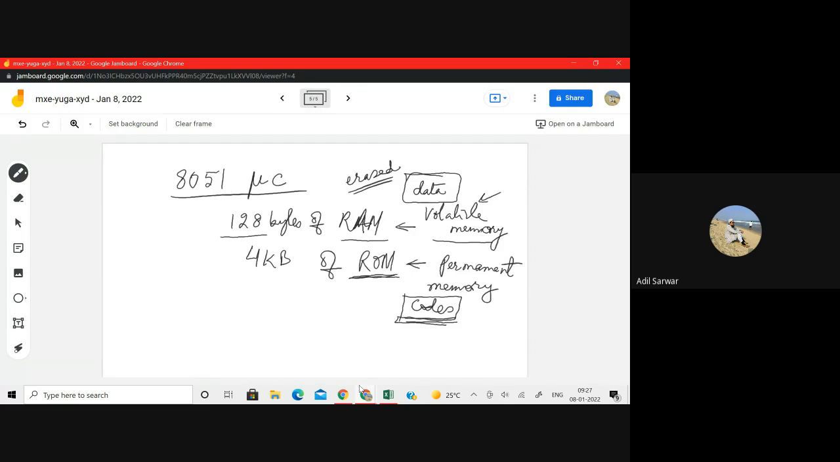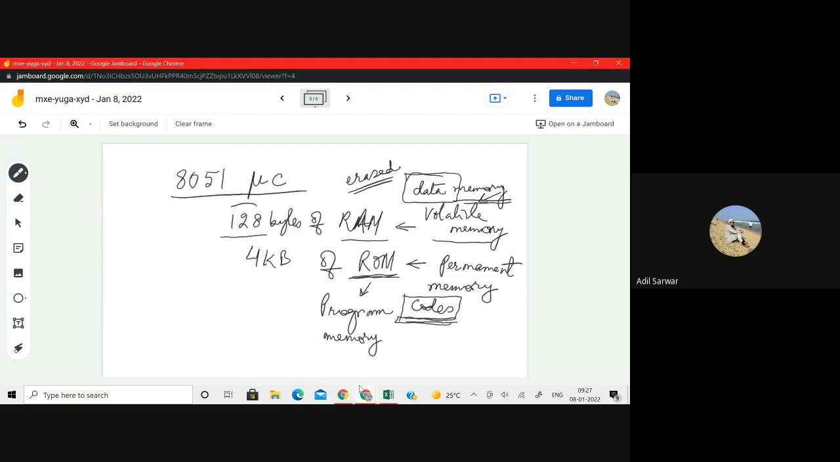So we want the code that is burnt in ROM to be present in it all the time. Definitely, we do not want to write the program every time we want to use a microcontroller. So the programs are stored in ROM. That is why it's also called program memory. While RAM is also called data memory.